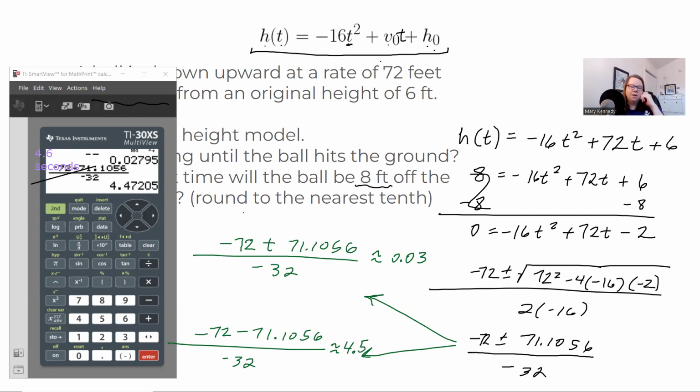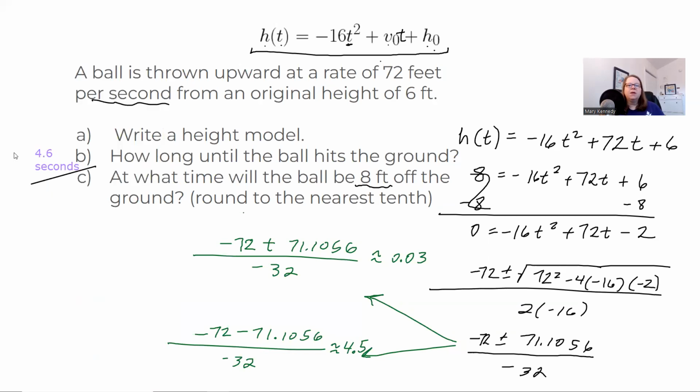Now, what in the world does that mean? When we get these two answers, think about what a graph would look like. We've thrown this ball upward from a height of 6 feet. So if this is 6 feet and I throw the ball upwards into the air, at some point it falls down, and this is time, right? The x value is time. The ground is 0, so that makes sense that it's down here at 0. At some point in time it hits the ground. But the question is, when will it be 8 feet off the ground?